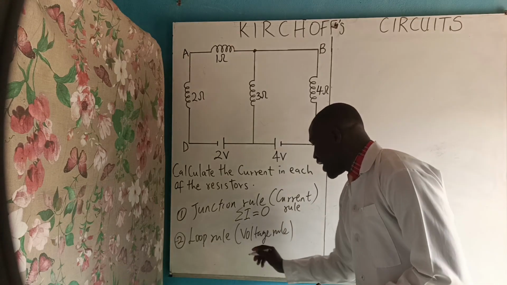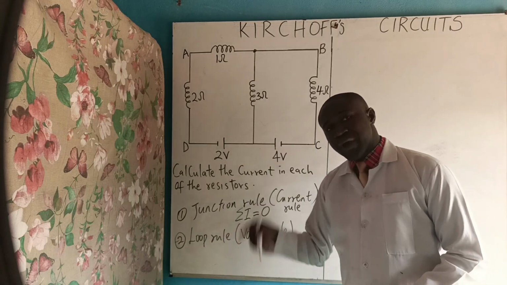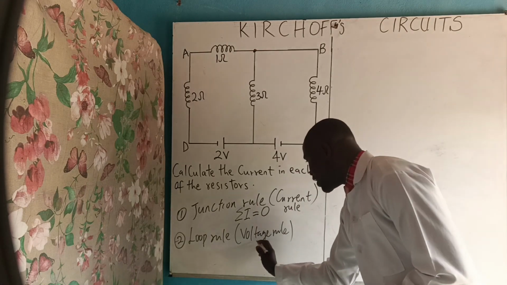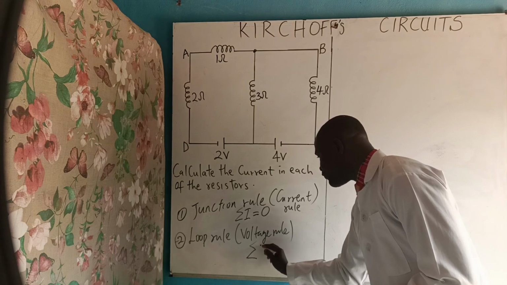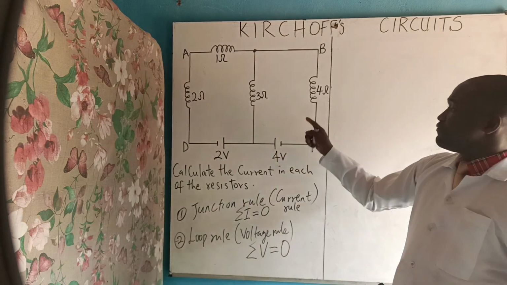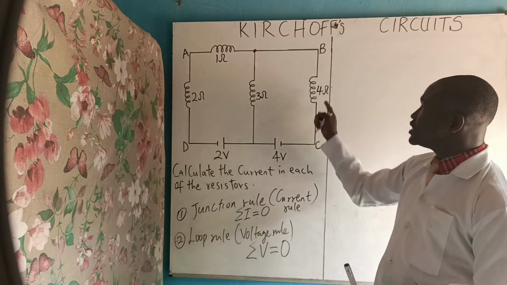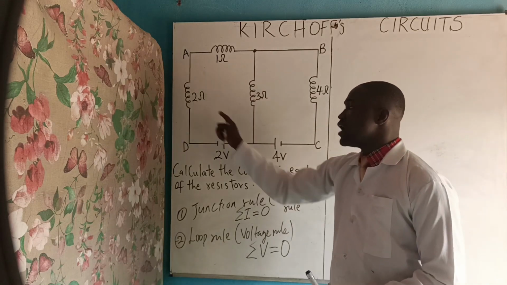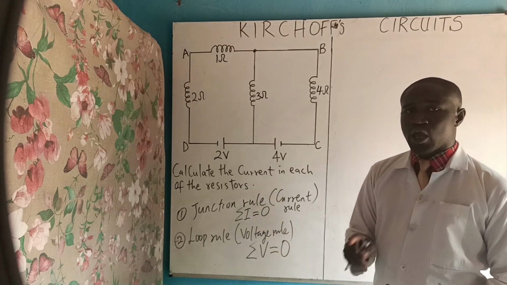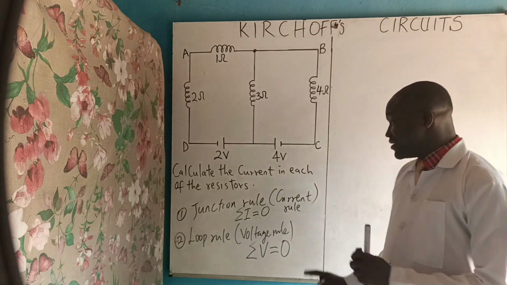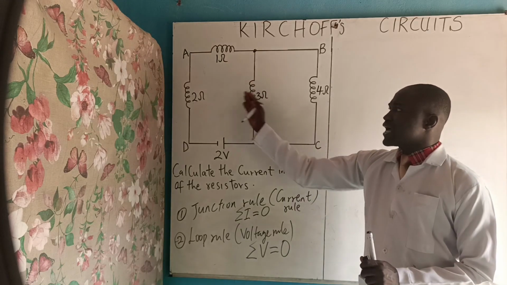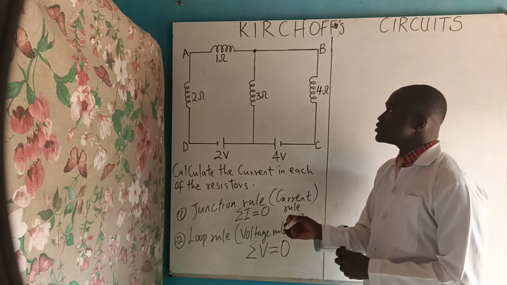Then the loop rule, what is it telling you? It is based on the conservation of energy. In this law, the summation of voltages in the circuit is equal to 0. And the voltages we talk about include the potential difference in each of the resistors and the EMF. So the sum of it must be equal to 0. Those are the rules. Now, let's see how we can solve this problem we have on the board.